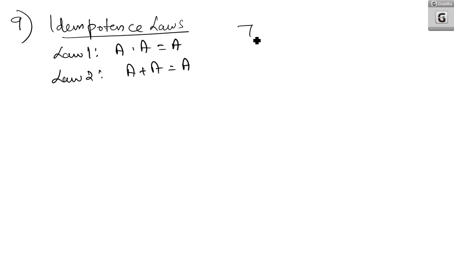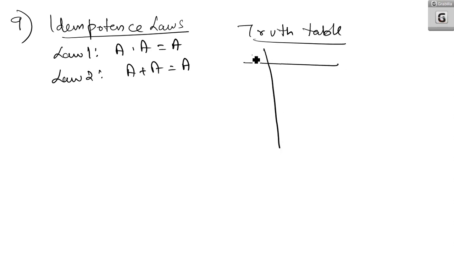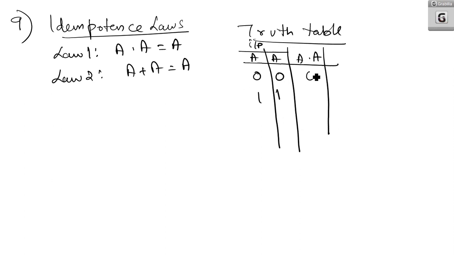So let me have a truth table for it. You have only one input, A, but I am having two inputs, meaning the same A. So 0, 0, 1, 1. Only these two should be the inputs. Now I will write A dot A. What is A dot A? 0 dot 0 is 0, 1 dot 1 is 1. So A dot A is same as A itself.